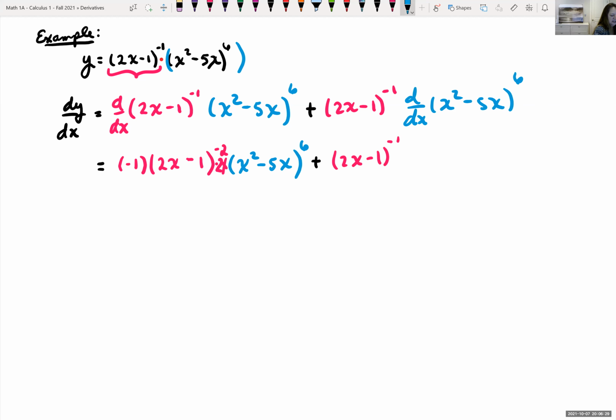And so derivative of the second function, chain rule again, bring our power down, 6 times x squared minus 5x. Subtract 1 from my exponent, I get 5, times the derivative of the inside. So derivative of x squared is 2x. The derivative of negative 5x is minus 5.